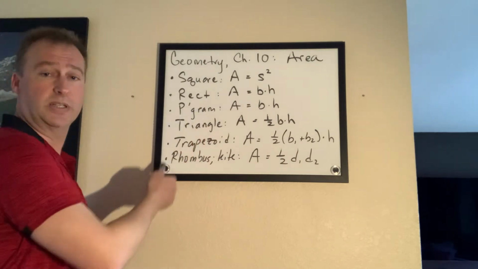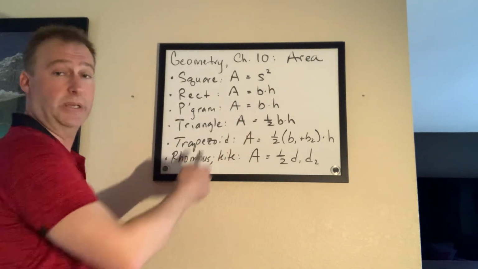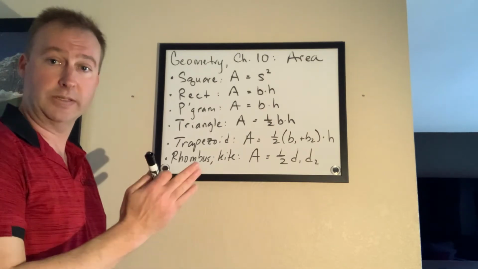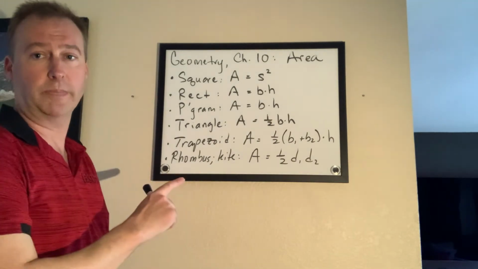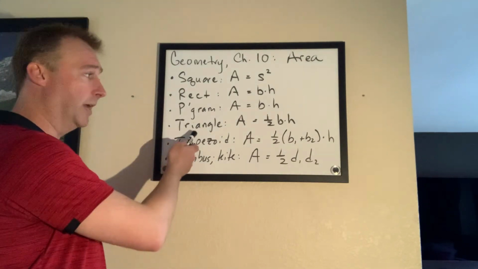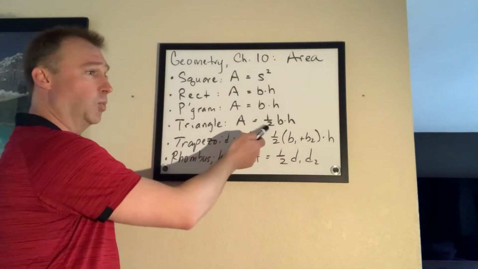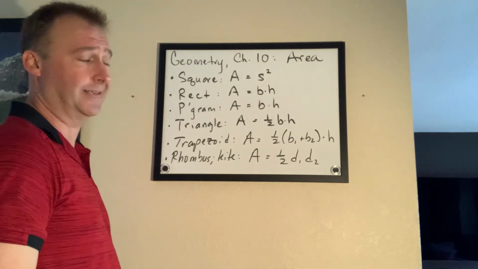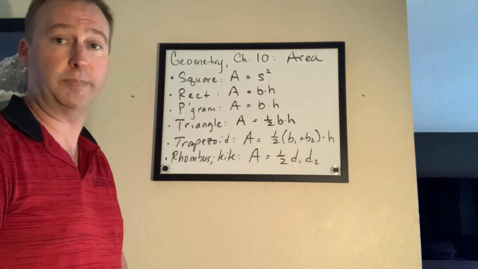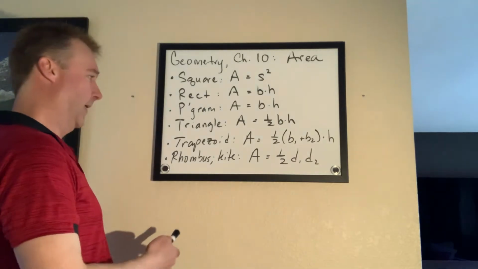Parallelogram, P-gram stands for parallelogram. Area is also base times height, where height is always the perpendicular altitude, nothing on a diagonal. In a second, I'll draw a picture of each of these so you can get a better visual. Triangle, as you know, area is 1/2 base times height, and that comes from the idea that a triangle could technically always be half of a parallelogram if you think about it.